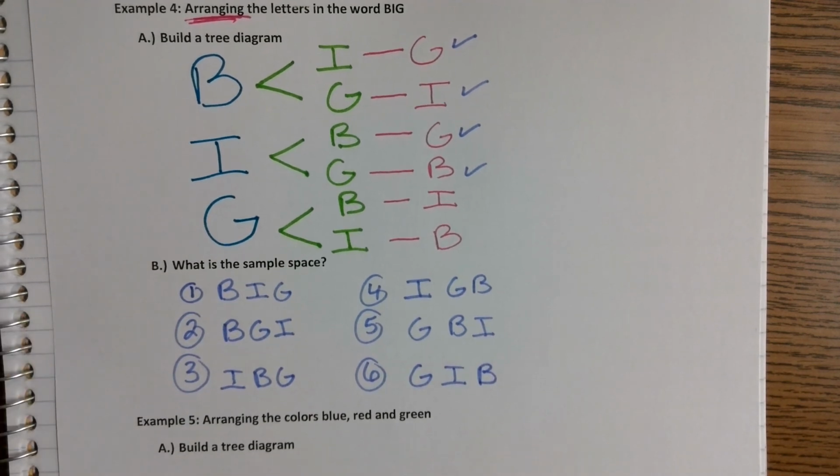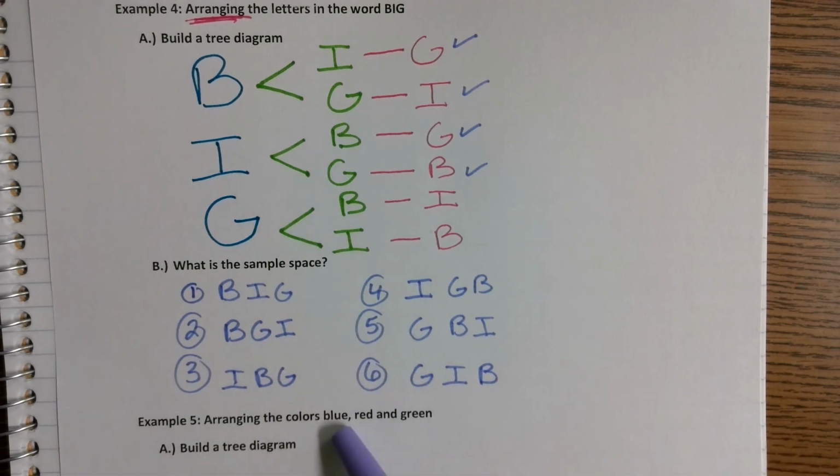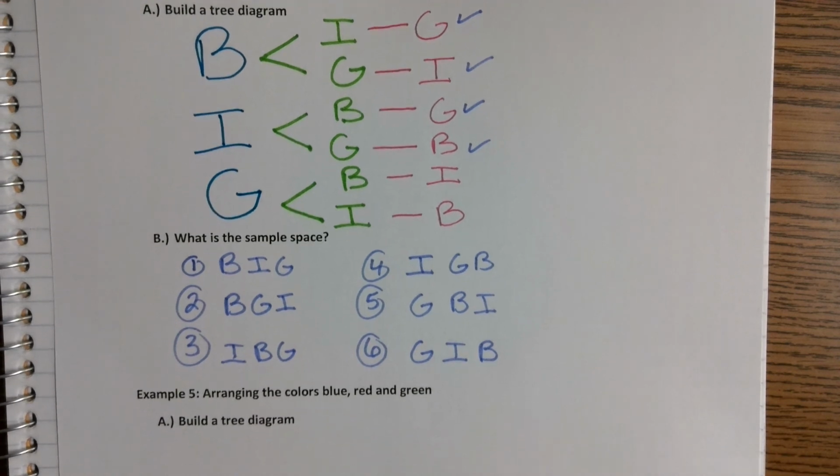I want you guys to do the exact same concept, but instead of letters, it's colors, blue, red, and green. Do the same idea. Build your tree diagram, create your sample space. Try that one on your own.